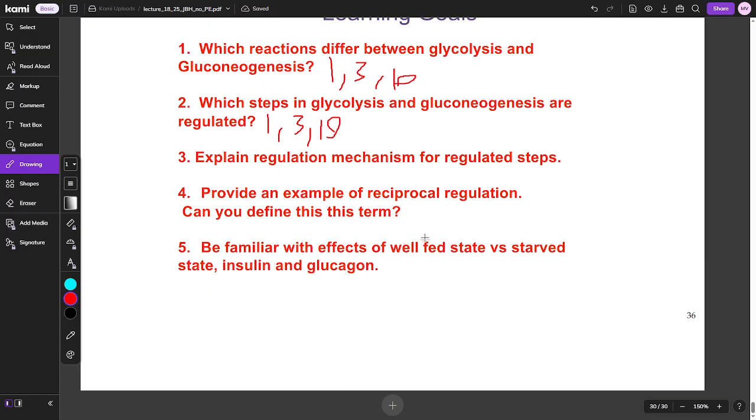And be familiar with well-fed versus starved state. So you should know how insulin and glucagon work. Insulin, fed state; glucagon, starved state. What enzymes do they activate? Does it phosphorylate or dephosphorylate? How does the phosphorylation or dephosphorylation affect the enzyme? Does it depend on what enzyme you're looking at? How is it different if you were to phosphorylate glucose 6-phosphatase versus pyruvate kinase? You should be able to think about these and solve those in your head, and then go from there.